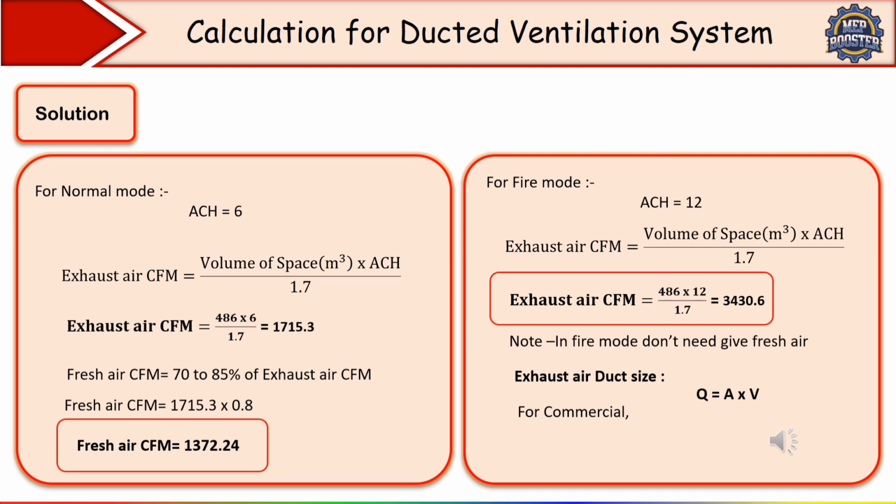So suppose I am assuming I have a basement commercial building. For a commercial building, what velocity do you have to maintain? You have to take 1000 to 1600 fpm. Between this range you have to take the velocity. Now see, the Q value we have to take is 3430.6 CFM for fire mode only. Now put these two values, you will get the area.